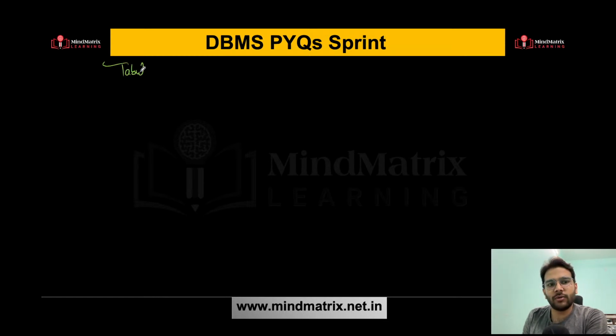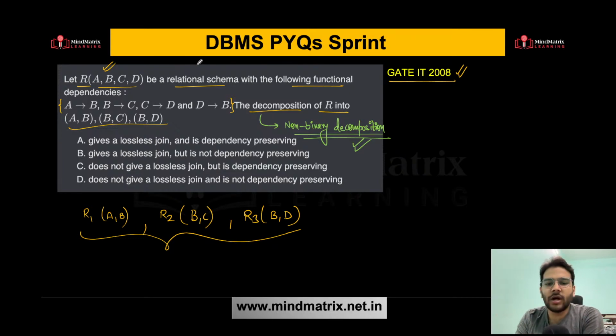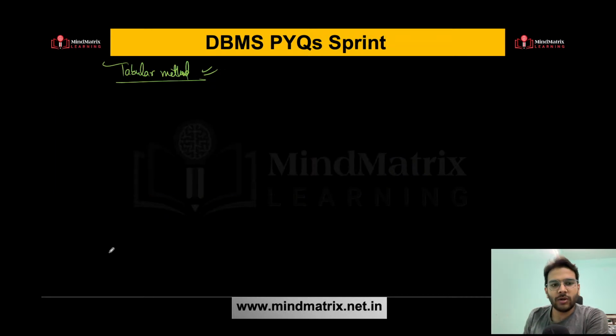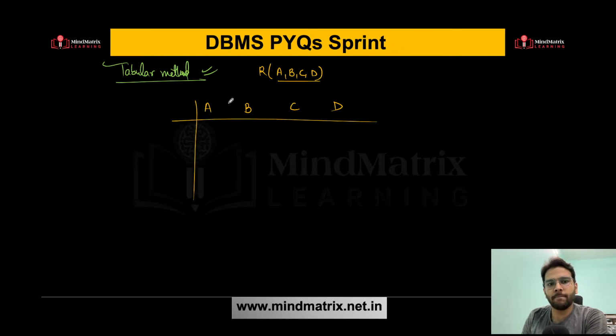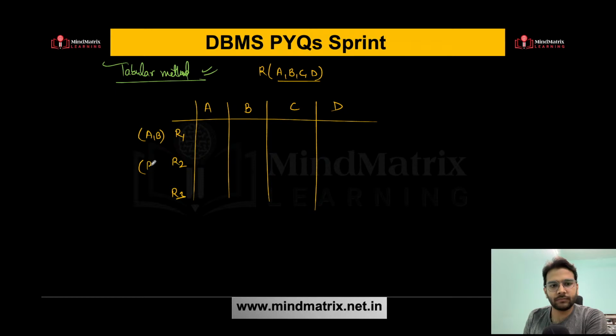So this is the tabular method that we are going to use, or matrix method, there are multiple names. Basically we are testing for non-binary decomposition. Now how do we use this tabular method? It is very straightforward. You have the original relation having these four attributes A, B, C and D. What we are going to do is have columns with the names of the attributes. So we have four attributes, so four columns will be there. And as we are decomposing the main relation into three relations, R1, R2, R3, those will be your rows. So this is R1, this is R2, and this is R3. R1 has A comma B, R2 has B comma C, and R3 is B comma D. Is this clear so far?